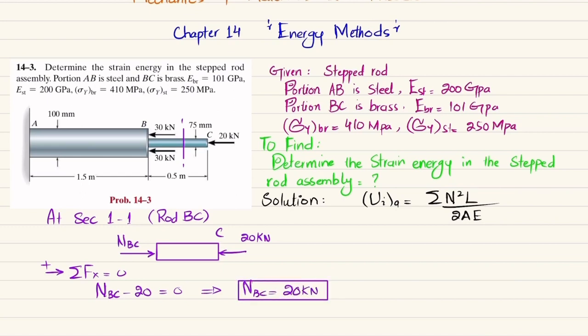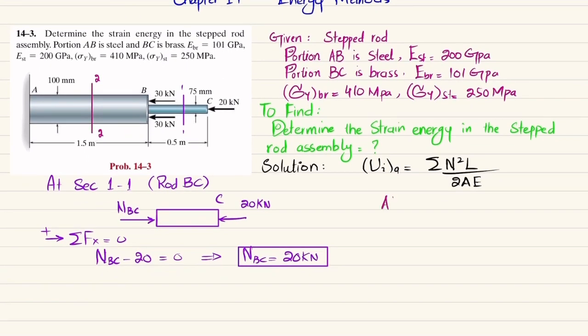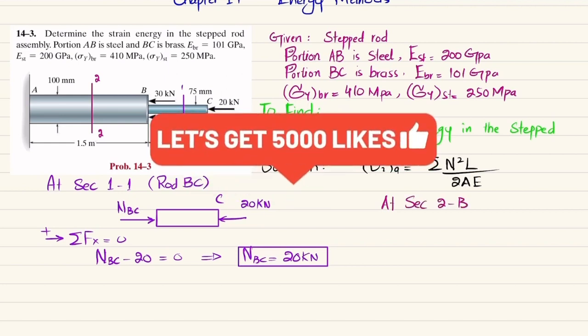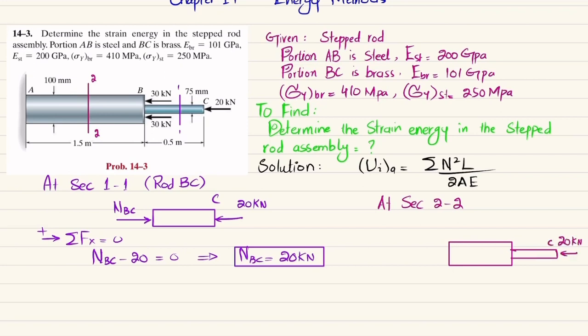Now we will take another section, section 2-2 in rod AB, and we will draw the free body diagram. So at section 2-2, there is a larger rod here and a smaller rod, which is rod BC here. At this point you have 20 kilonewton here, which is your point C. This is your point B, where you have 30 kilonewton, and here you will also have 30 kilonewton. So when you cut it, you will have a reaction force.